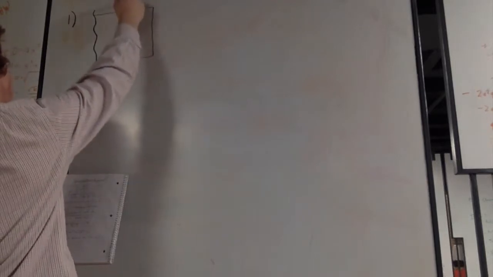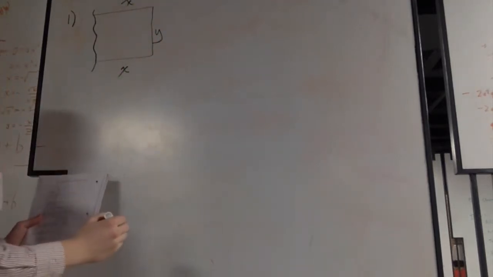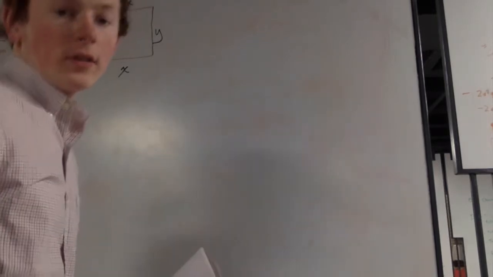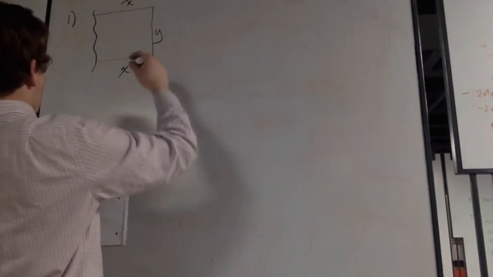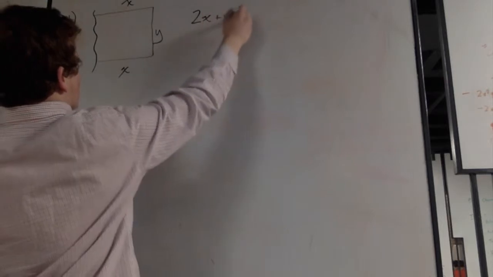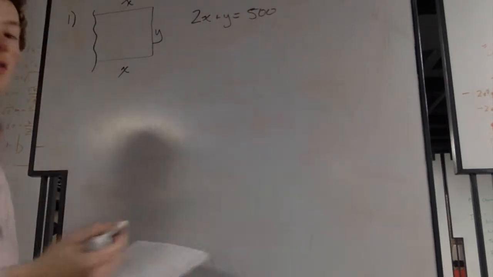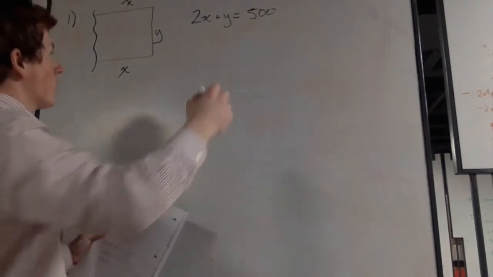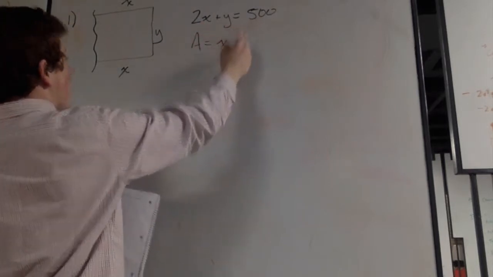So we'll label that X, Y, and this is X. And then, with the information they gave us, they said that we have 500 feet of fencing. So you can put that with, there's 2x, and then plus y equals 500. And then the other equation that you need to come up with to solve this problem is very simple. It's the area equation, which is A equals x times y.